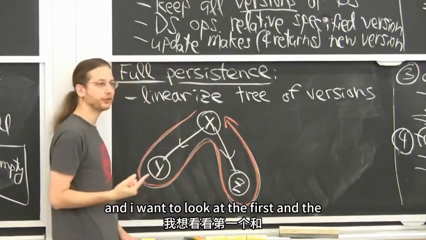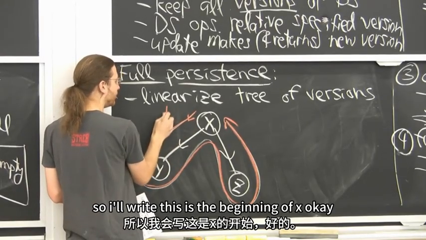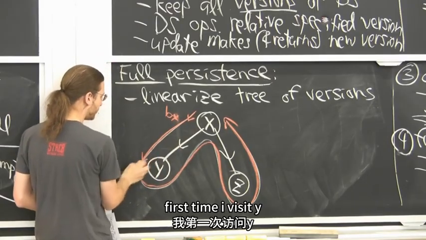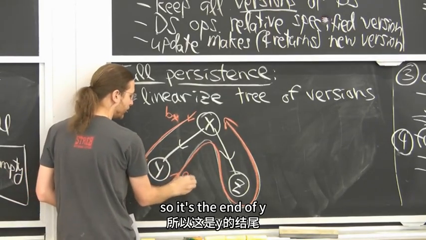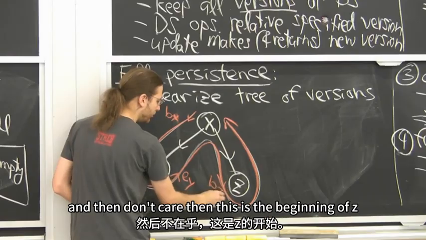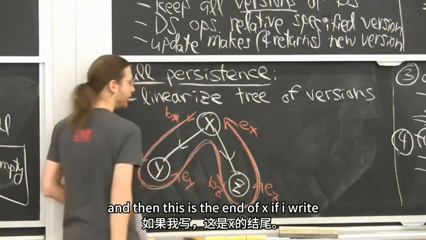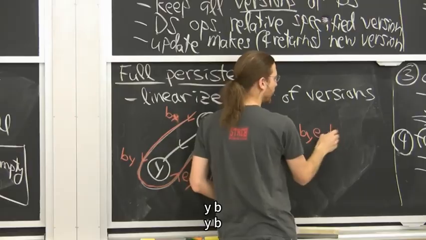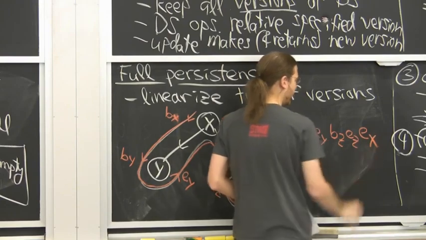And I want to look at the first and the last time I visit each node. So here's the first time I visit X, so I'll write this is the beginning of capital X. Then this is the first time I visit Y, so it's the beginning of Y. And then this is the last time I visit Y, so it's the end of Y. Then this is the beginning of Z. And this is the end of Z. And then this is the end of X. If I write those sequentially, I get BX, BY, EY, BZ, EZ, EX.